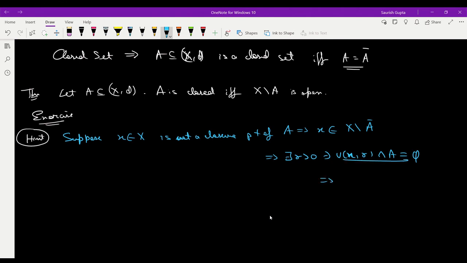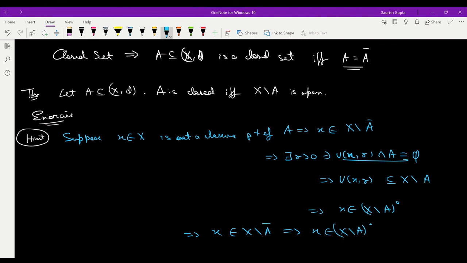So what does this mean? This means the ball U(X,R) is completely contained in X minus A. And this means that X belongs to the interior of X minus A. So have we automatically proved that X belonging to the closure complement implies X belongs to the interior of X minus A, which is called the exterior of A?